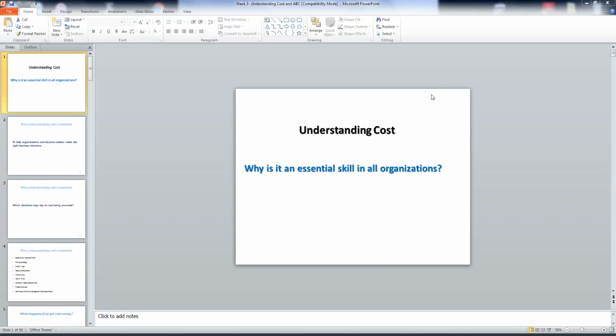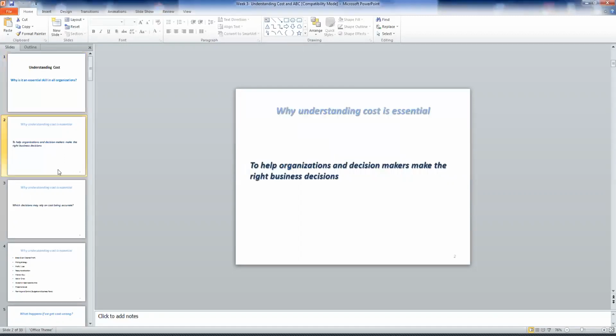It's essential because when we think about our main role in the world of managerial accounting, it's to help organizations and decision makers make the right or better decisions. And what are those business decisions that are being made, and how can cost help? That's at the key of activity-based costing and why it's essential that we understand cost. Because there are so many key decisions that we make in all organizations where cost is a basis. This is true whether we're in a manufacturing, a service, retail environment. It's also true in profit and nonprofit organizations.